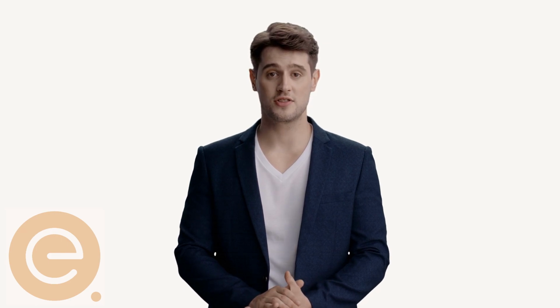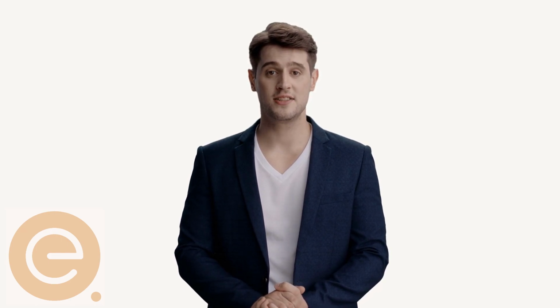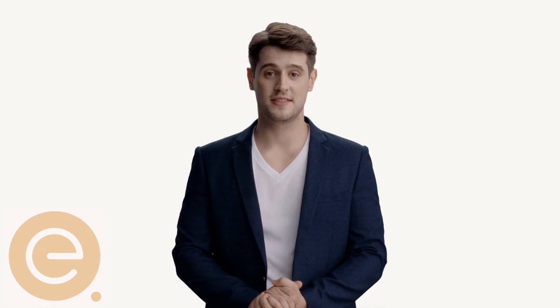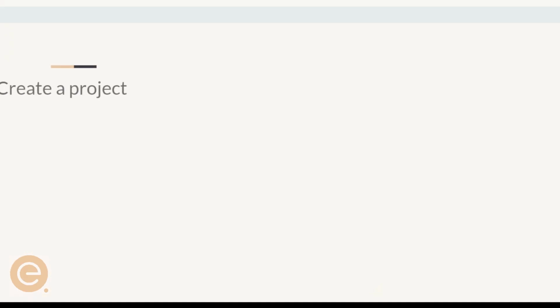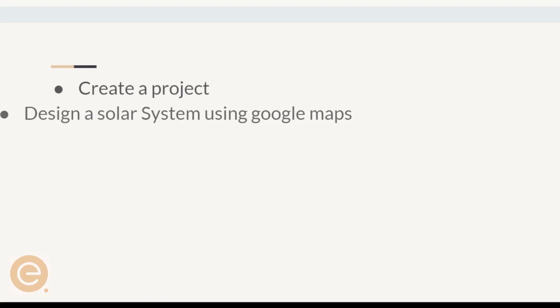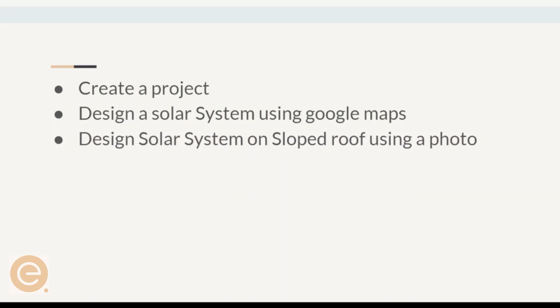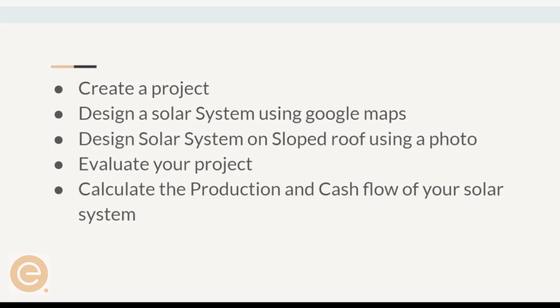Our software allows users with all skill levels to design sophisticated solar systems using a user-friendly graphical interface. In this tutorial, you're going to learn how to create a project, design a solar system using Google Maps, design a solar system on a sloped roof using a photo, evaluate your project, calculate the production and cash flow of your solar system, and in the end, generate a proposal.